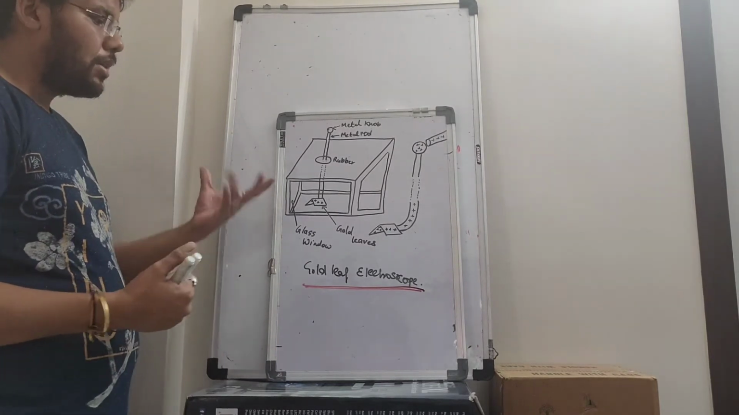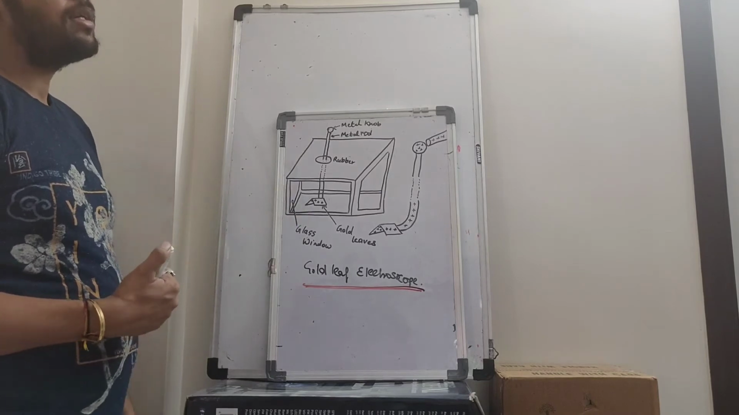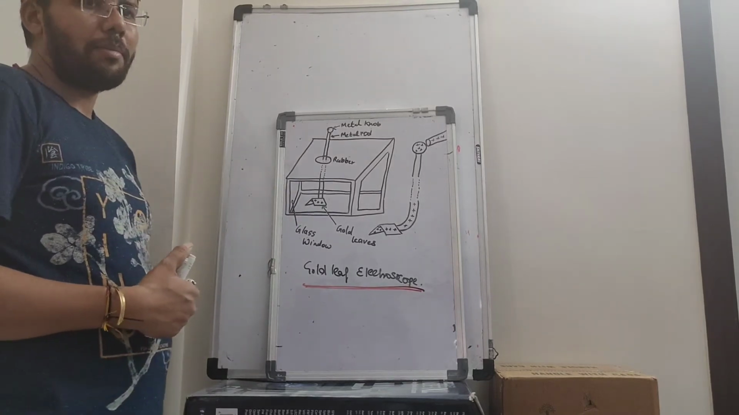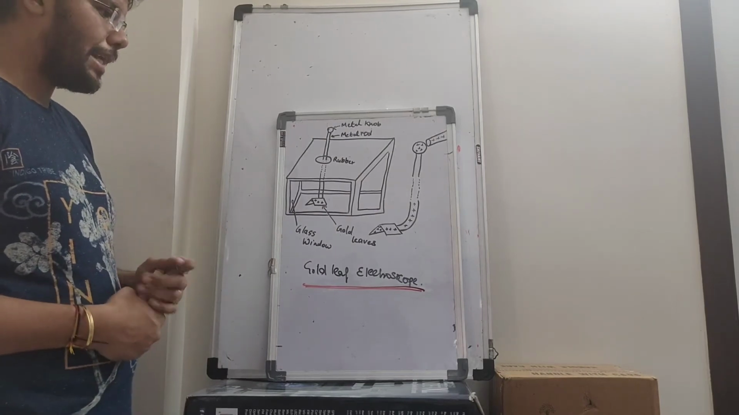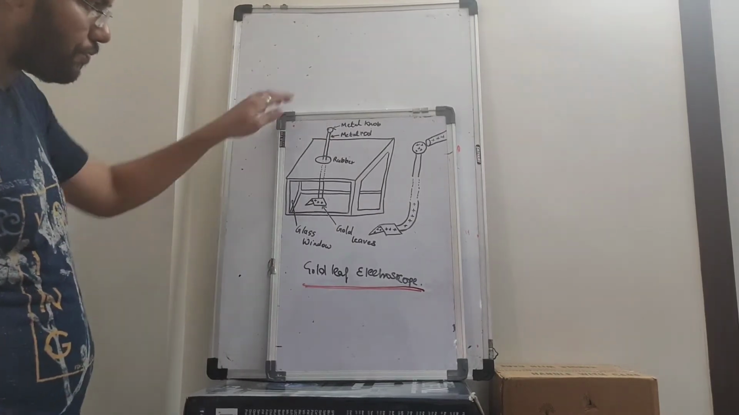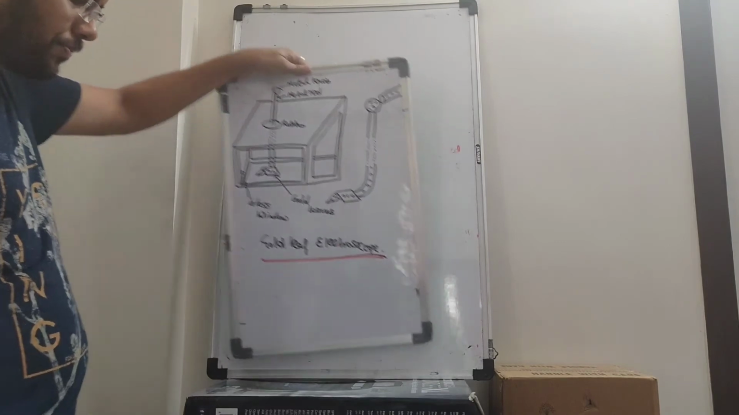So that is a device which is used to detect the type of charge acquired by a body. That is known as gold leaf electroscope. That is clear?